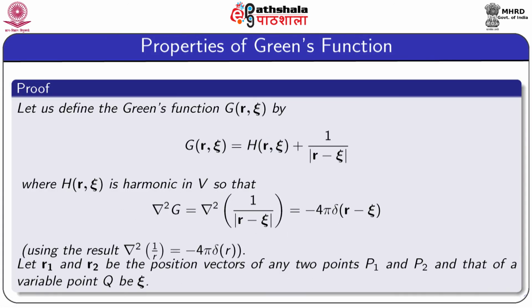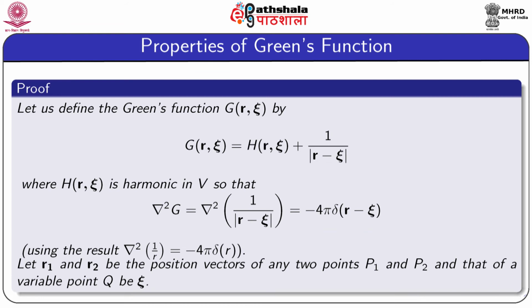we assume that the Green's function G has the form G is equal to H plus 1 divided by mod r minus xi, where H is harmonic in V. Therefore, Laplacian squared G equals Laplacian squared of 1 divided by mod r minus xi, and its value is minus 4 pi delta r minus xi.